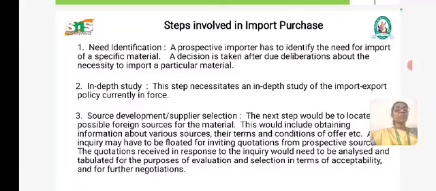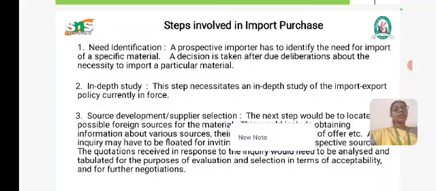It is the main point, because first we do need identification. After that, based on the need identification, we make an in-depth study of the import and export policy. What are the import policy and export policy? We thoroughly check all the rules and regulations. Then third one is source development or supplier selection.